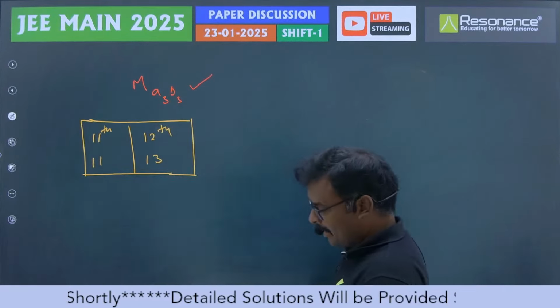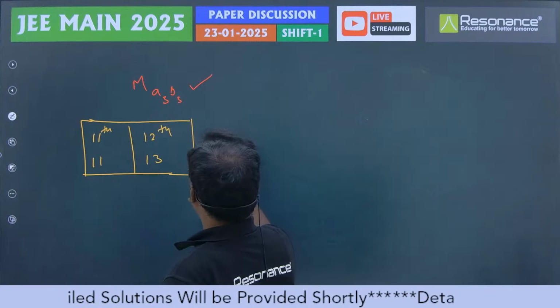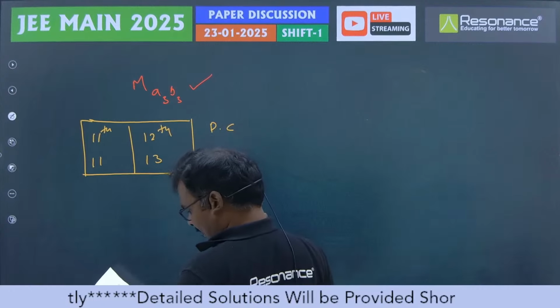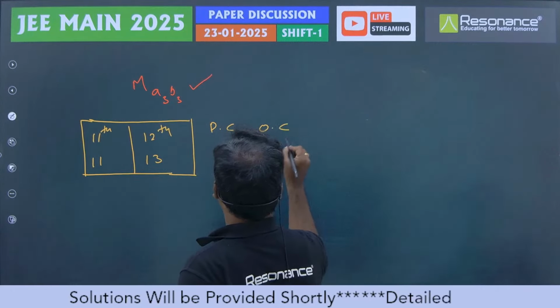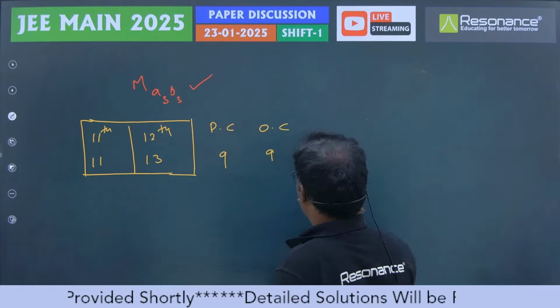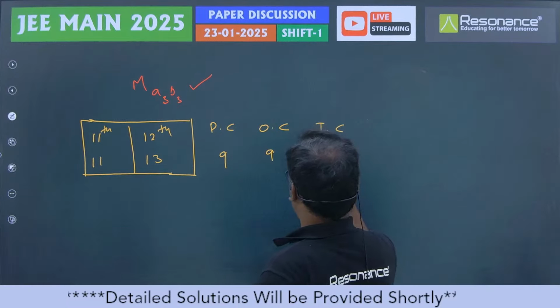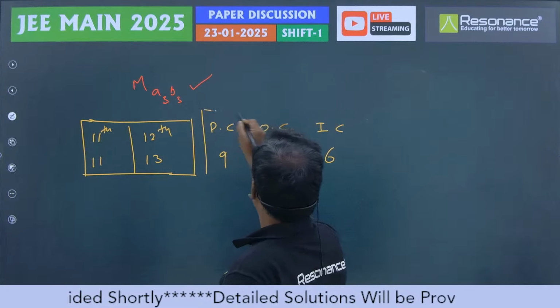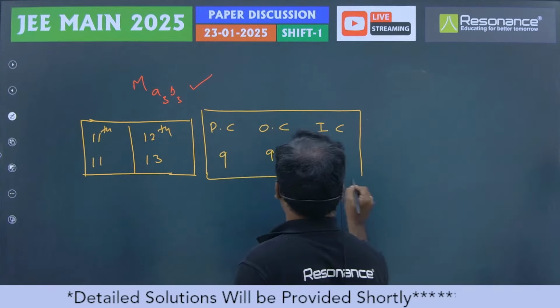Then from physical chemistry we have got 9 questions. From organic chemistry also we have got 9 questions, and from inorganic chemistry we have got 6 questions. So this is the sub-subject wise analysis.